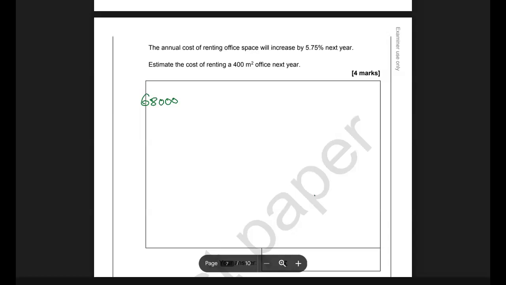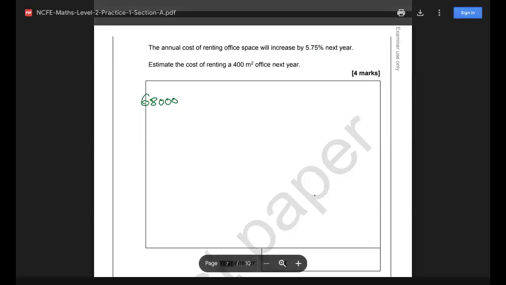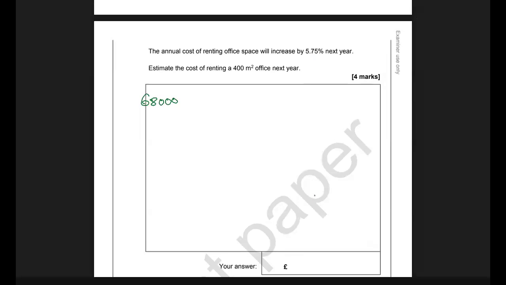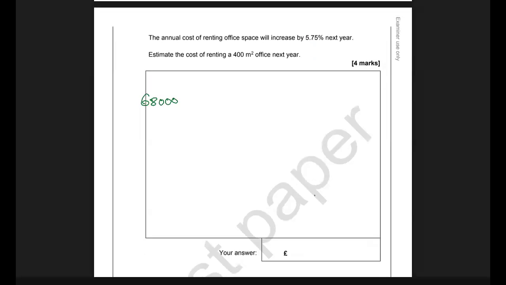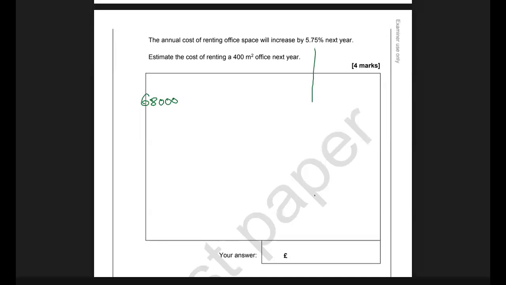I mean, myself from this one. 68,000. You convert this one, that gives you the decimal. It's going to be what? 0.0575. Plus 1 plus 0.0575. That gives you 1.0575.